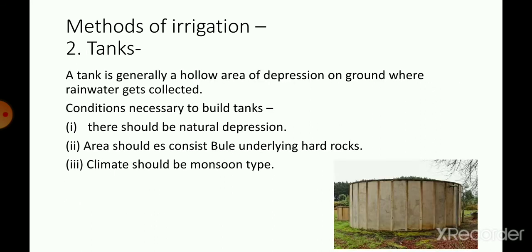Next, second method, tank irrigation. A tank is generally a hollow area or depression of ground where rainwater gets collected. Conditions necessary to build a tank. There should be natural depression. Area should consist underlying hard rock. Climate should be monsoon type.